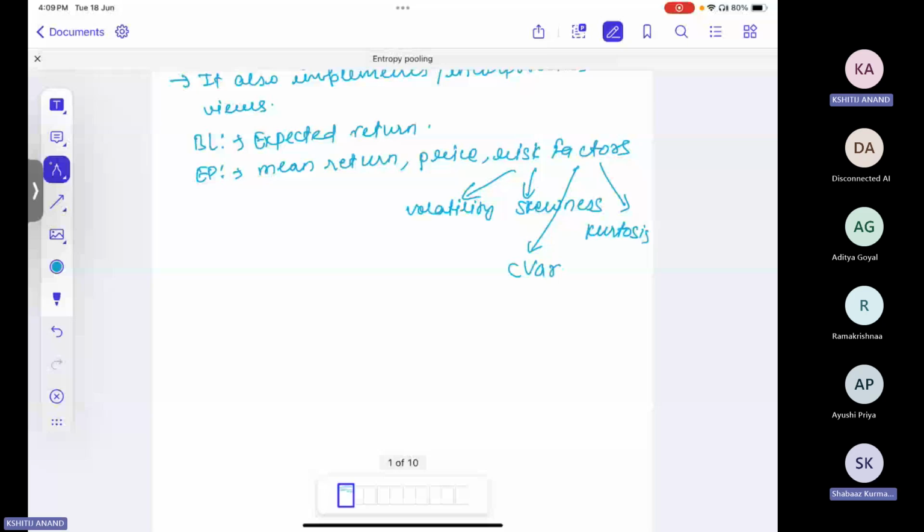So in Black-Litterman, as we saw, it assumes that the returns are normally distributed. But entropy pooling can be used for any arbitrary market model. Great. So till now we have been building the intuition for entropy pooling.